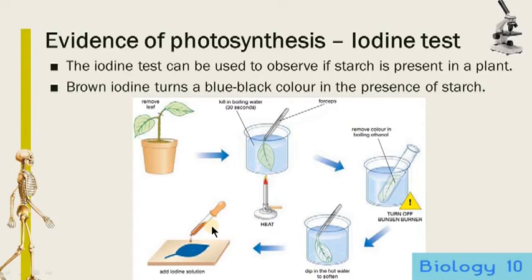Iodine solution is brown. We said that in the presence of starch it will change to a bluish-black color. We remove the green pigment so that the color change can be seen. It is evident that starch is present. This means that photosynthesis has taken place in the leaf.